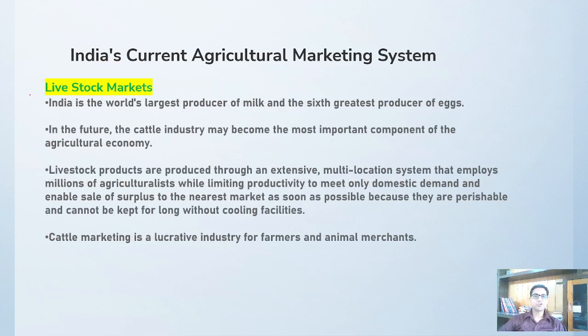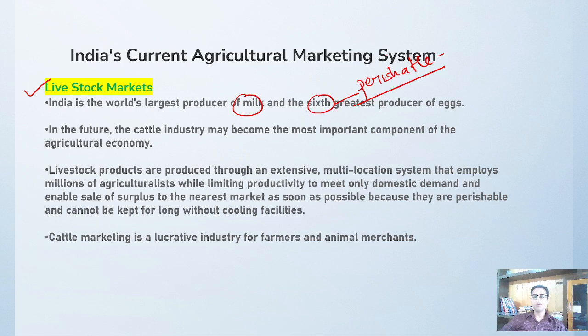Then we have livestock markets. India is the world's largest producer of milk and the sixth greatest producer of eggs. So this is again a very big industry. We know that livestock products are being consumed everywhere throughout the country, and it is booming exponentially. So we need multiple locations, because these are perishable goods, which, if not provided with proper storage facilities, get destroyed.